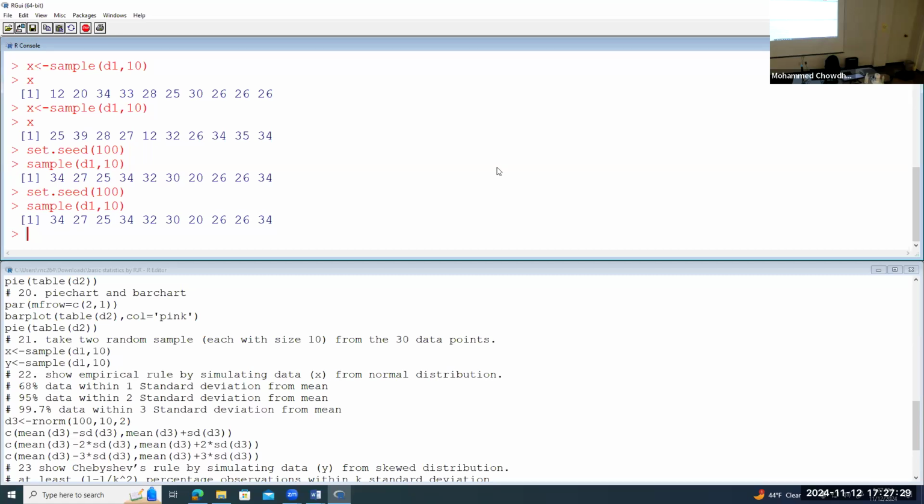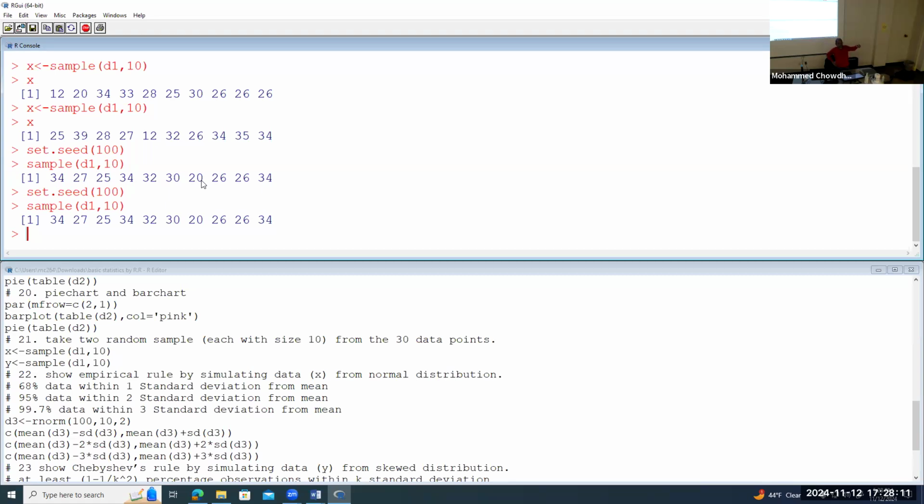Understand? I put set.seed equal to 100, but you can put set.seed equal to 200 or 300 or 7,000, something like that. After setting that seed, whatever sample you take will come again and again if you use the same seed. For example, I took a set.seed and took a sample, it is 34, 27, 25 like this, right? And then I replicated it, again I got the same. Are you seeing the last 6 lines? Same, right?